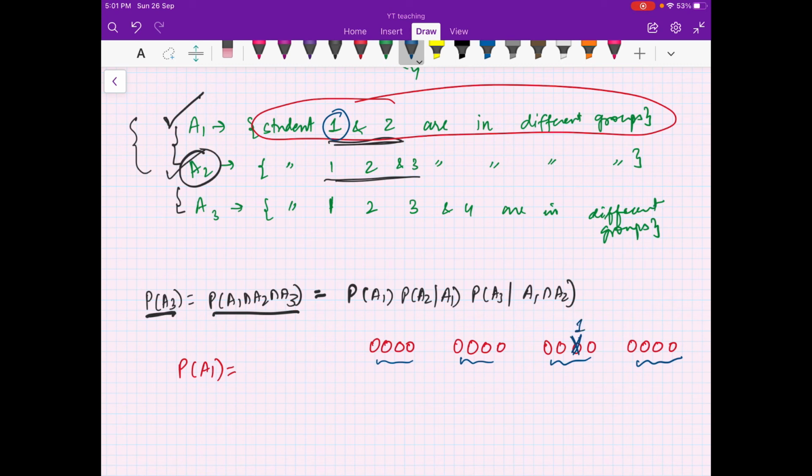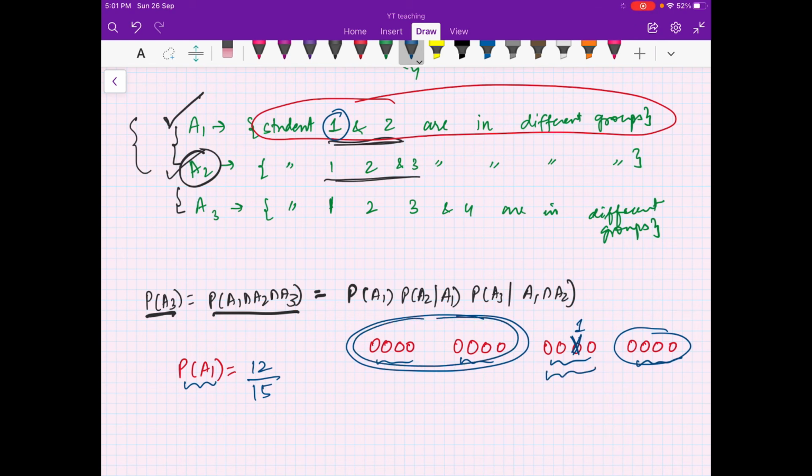So we are left with 12 slots for student 2, because we want student 2 to be in a different group, and there are a total of 15 slots left. So the probability of A1, what is A1? A1 means that we want students 1 and 2 to be in different groups. So wherever your first student is, that group's slots are not available for the second student. It means 12 slots are left for the second student, and there are a total of 15 slots because these 3 slots are also there. So these are the favorable outcomes, and these are the total outcomes. So the probability of A1 is 12 by 15.